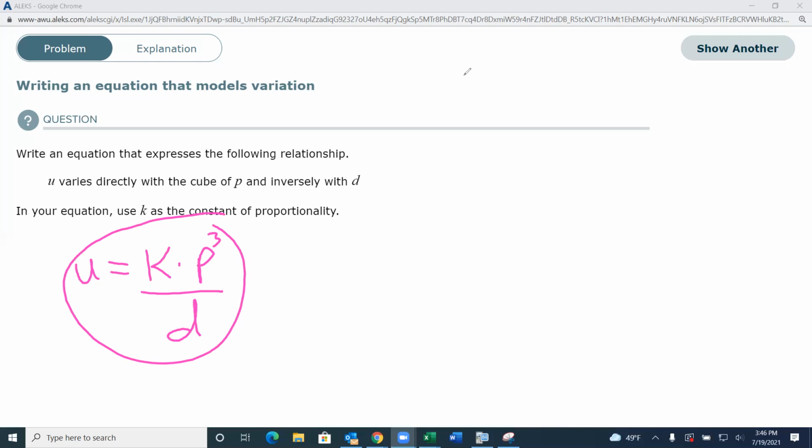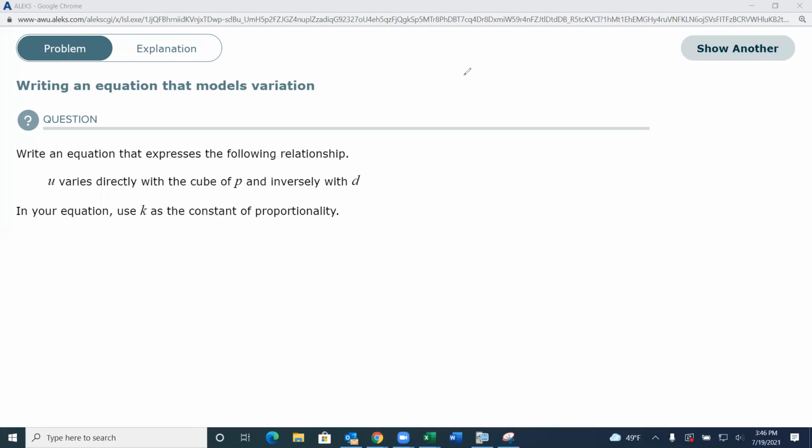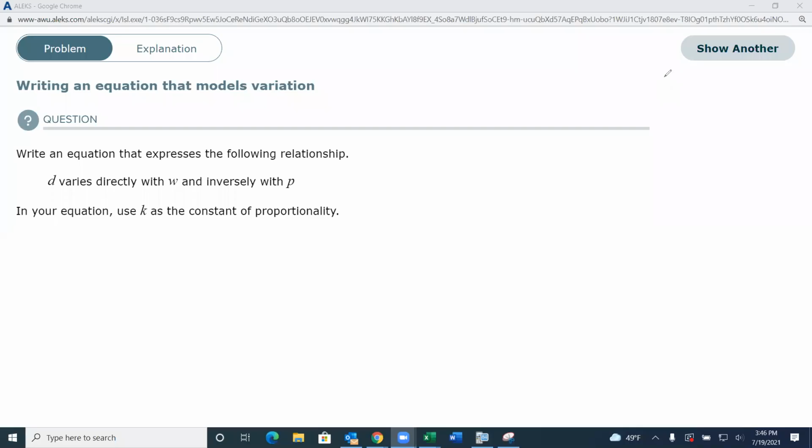So maybe we should try another. Okay, on this one, D varies directly, so that's multiplication, with W. And inversely, so that's division, with P. Done. Yeah, I think these are kind of nice, fast.